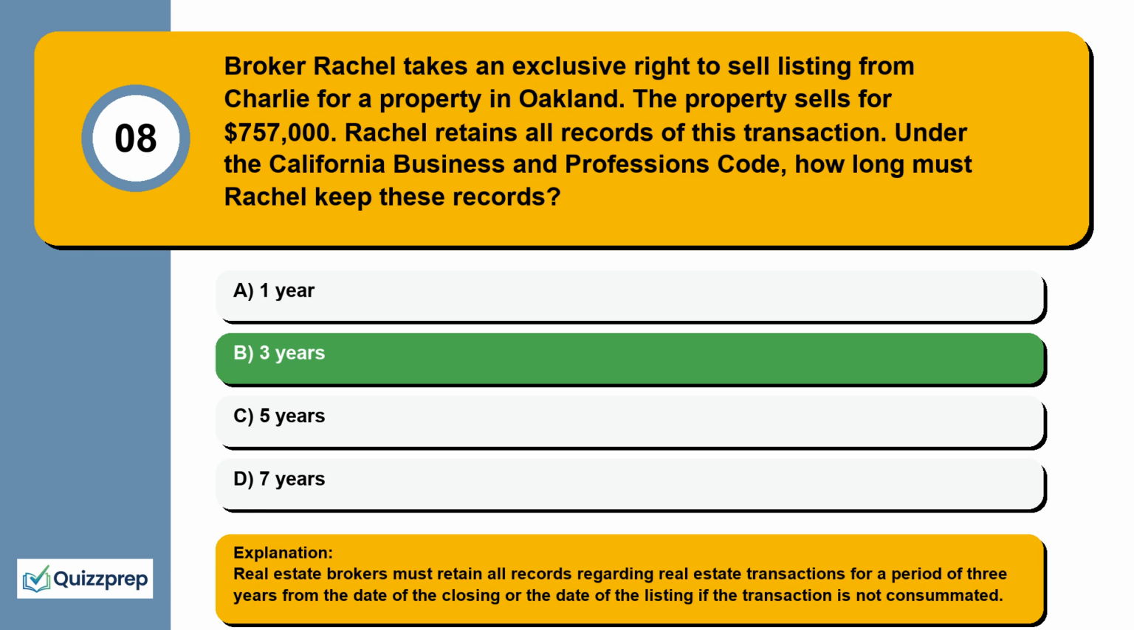Real estate brokers must retain all records regarding real estate transactions for a period of 3 years from the date of the closing or the date of the listing if the transaction is not consummated.